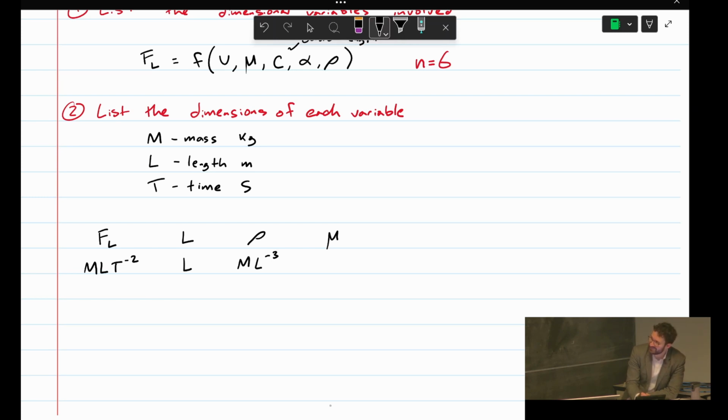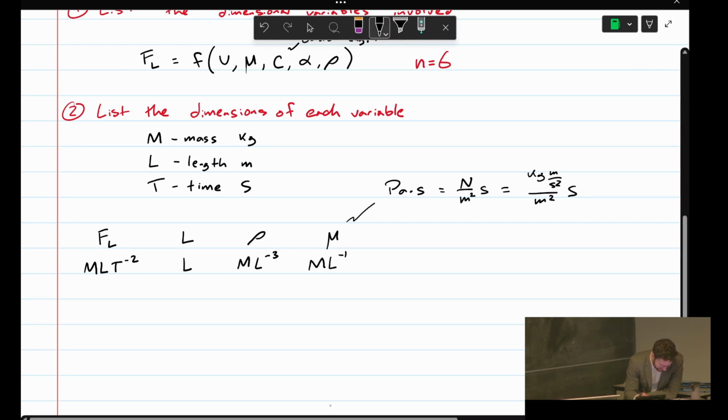Mu. Okay, so mu has units of pascals times seconds. A pascal is a Newton per meter squared, times seconds. And a Newton is kilogram meter per second squared, over meter squared, times seconds. So long story short, mu is M L to the negative 1, T to the negative 1.